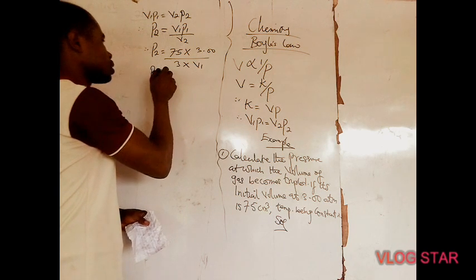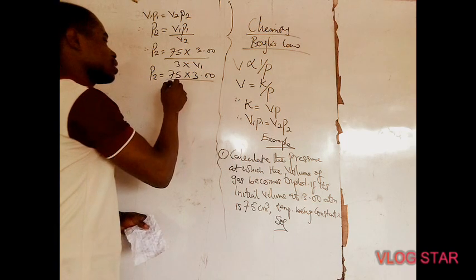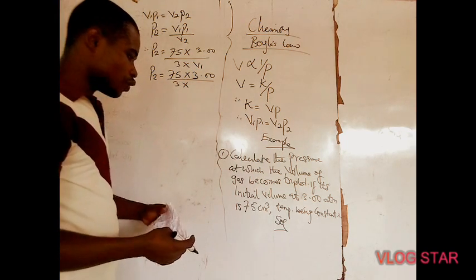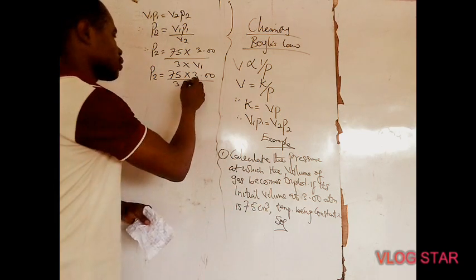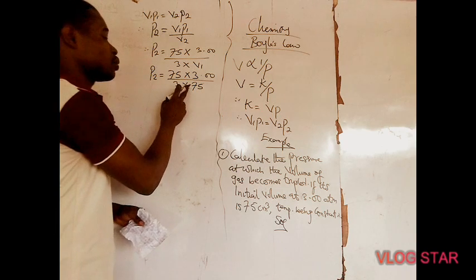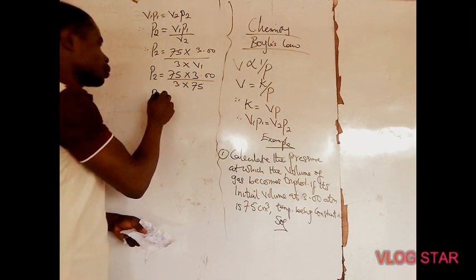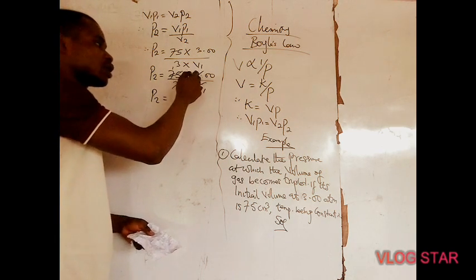So P2 is equal to 75 times 3.00 all over 3 times the initial volume. The initial volume of the gas gave us 75 cm3, so the final volume should be 3 times 75. So P2 here will be equal to 75, cancel 75 is 1, 3 cancel 3 is 1.